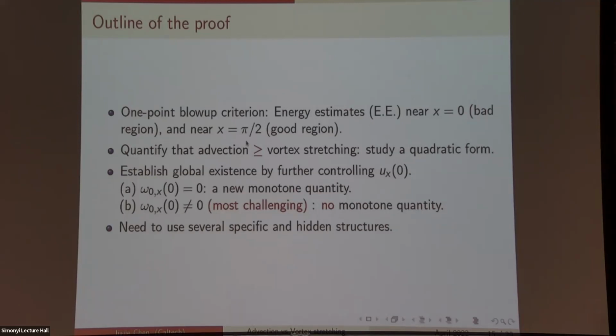The second step is to quantify that the advection is stronger than the vortex stretching. This is done by studying a quadratic form. The most difficult step is to control this one point, and there are two cases. In the first case, we can find a new monotone quantity. And the second case is the most challenging case, and we do not have this monotone quantity. In the proof, we need to use some specific and hidden structures of this model. Since this model can be derived exactly from SQG, some structure might be useful for SQG, and I hope the argument will be interesting for the audience.